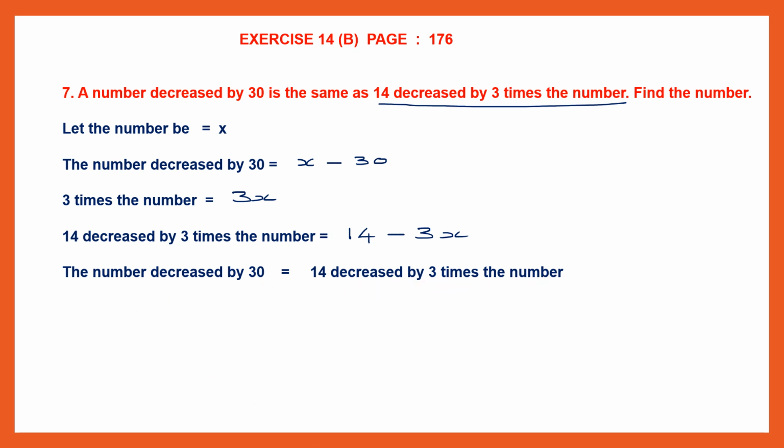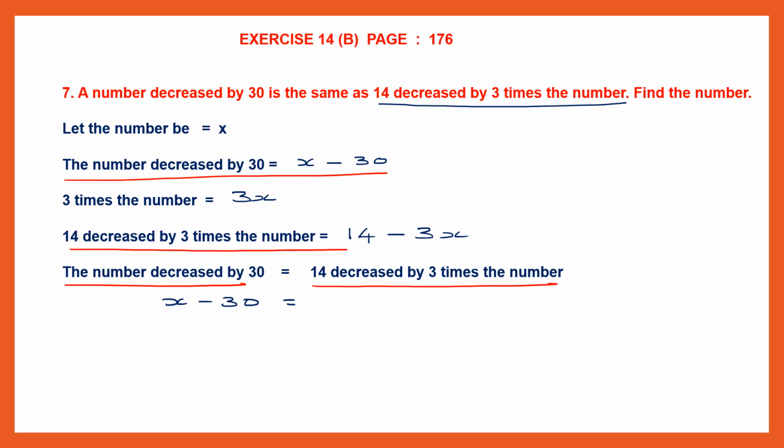So here the number decreased by 30 is this, x minus 30. So let's write that, x minus 30. This is equal to 14 decreased by 3 times the number, which is 14 minus 3x. Let's get all the x terms to one side. So here we have x on the left hand side. From the right, let's bring x here, so it becomes plus 3x. On the right we have 14. Let's take minus 30 to the other side, it becomes plus 30.